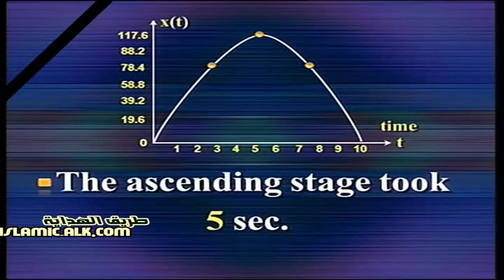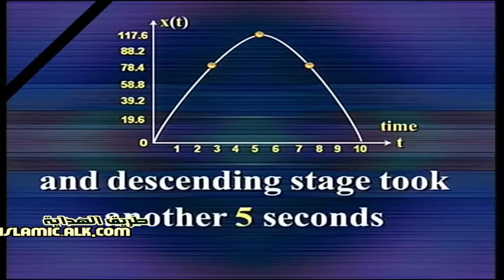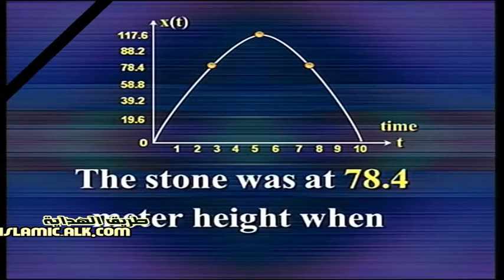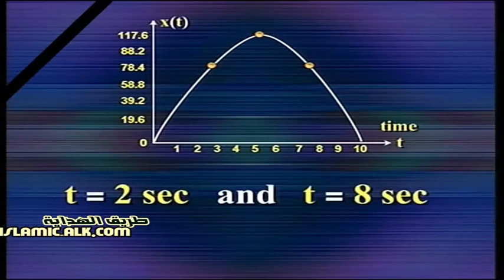The ascending stage took 5 seconds. Look, we have 2 intervals, ascending and descending. From 0 to 5, the stone is ascending. From 5 to 10, the stone is descending. Then the ascending stage took 5 seconds and the descending stage took another 5 seconds, from 5 to 10. The stone was at 78.4 meters height when t equals 2 and t equals 8.